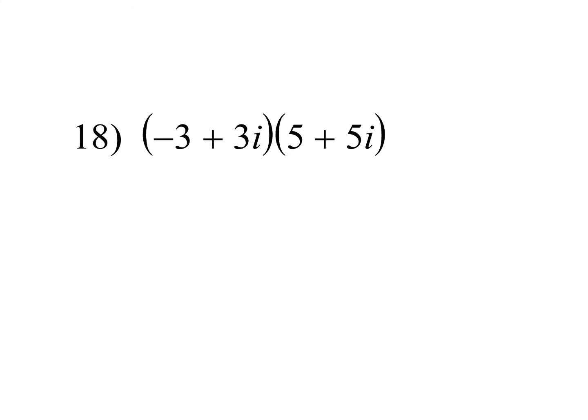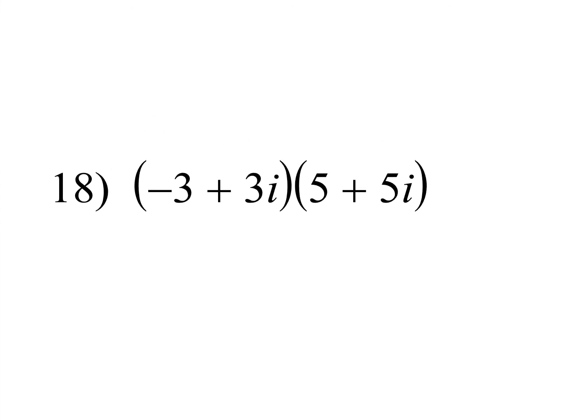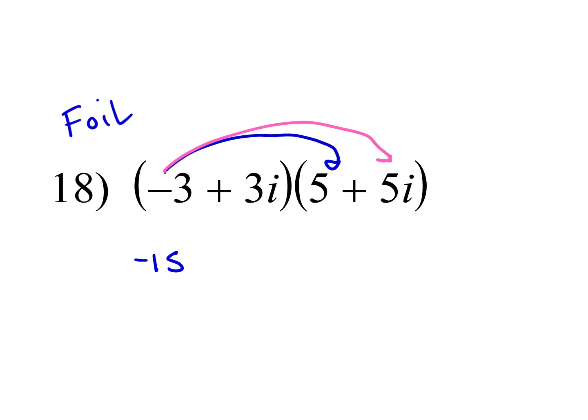Let's do 18. So if I have 2 terms times 2 terms, how do I multiply these? FOIL. So what do I multiply first? What's negative 3 times 5? Negative 15. What are the outsides? What's negative 3 times 5i? Negative 15i. What are the insides? What's 3i times 5? 15i. And what are the lasts?